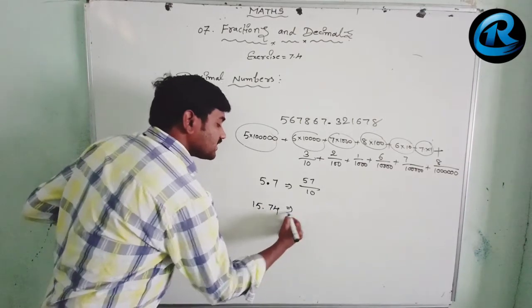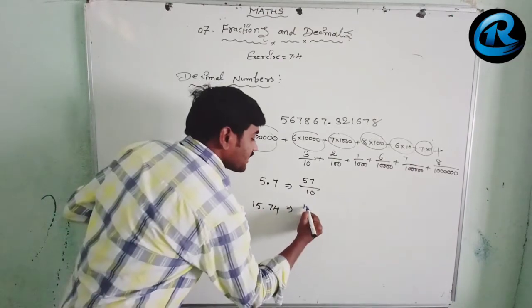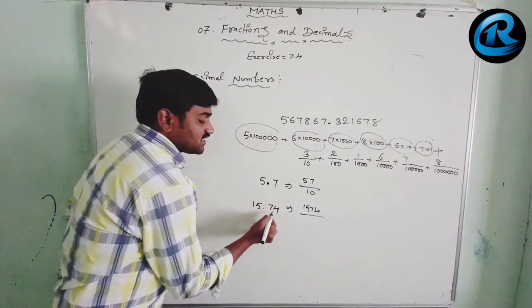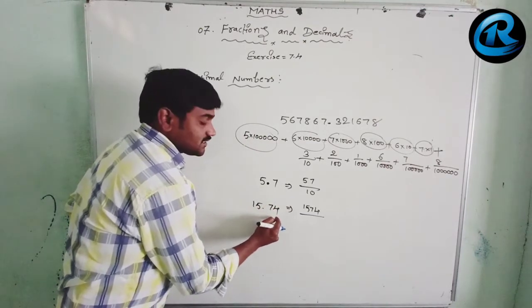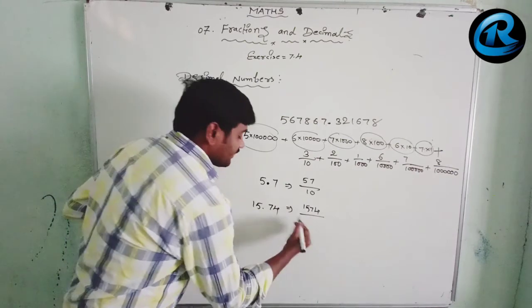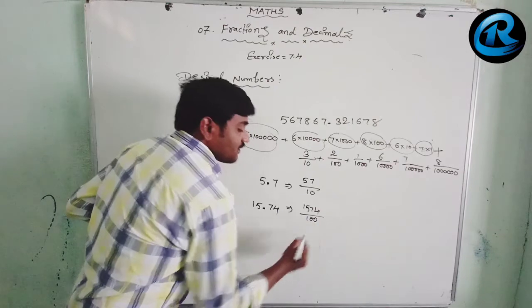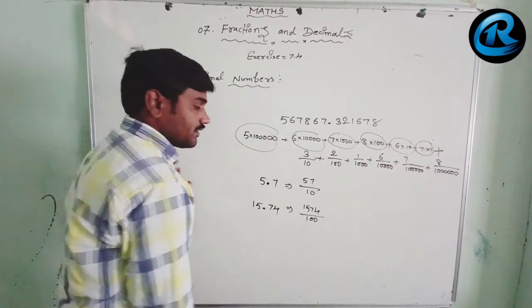15.74. Let us write this decimal number in fractional form. How can we write? We write the complete number first. This is tens and it is hundreds. The decimal digits are till the hundreds place. This 4 by 100. So after the decimal point there are two digits, so we write two zeros, that is 100.